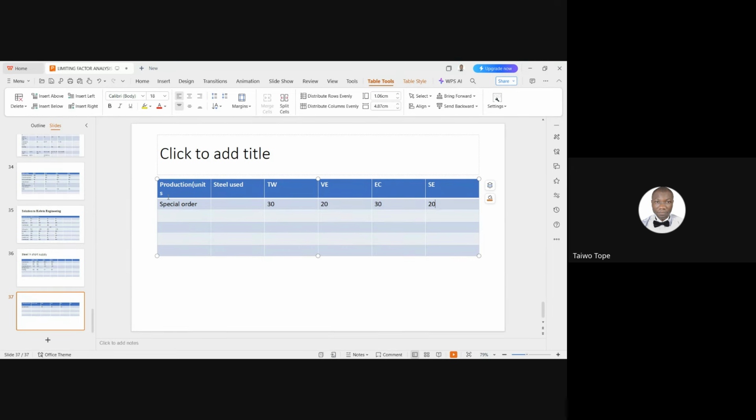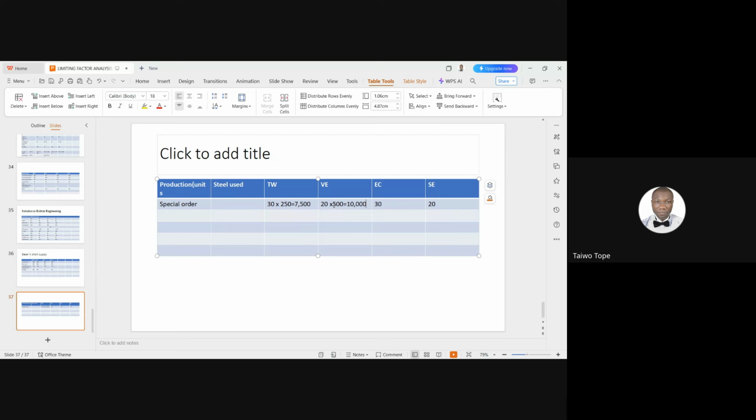The cost of one steel in terms of TW is what? You go back to your question. How much are you buying one steel for TW? 250. Fine. In your book, write 30 times 250. It will give you 7,500. For VE, how much are you spending to get one steel? 500. And when you multiply, it gives you 10,000.